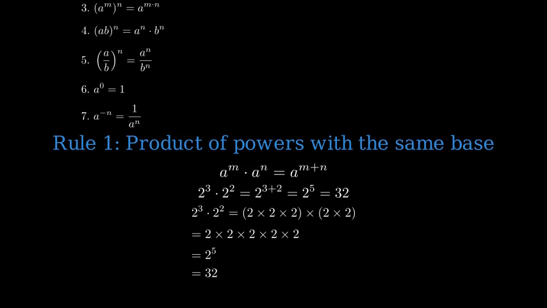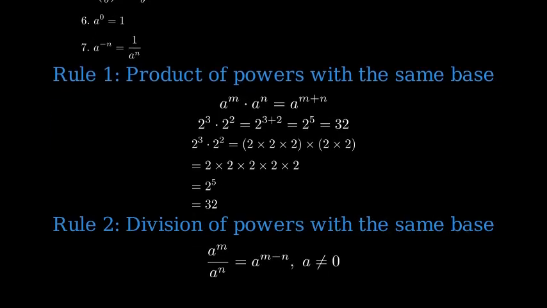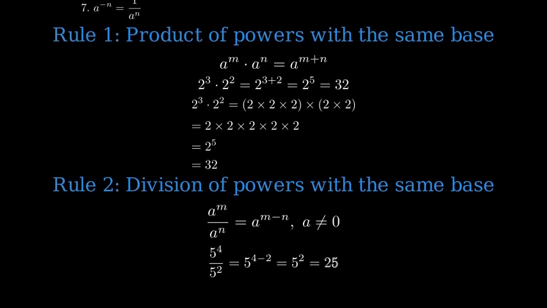The second rule deals with division of powers with the same base. When dividing 2 powers with the same base, we subtract the exponents. For example, 5 to the power of 4 divided by 5 to the power of 2 equals 5 to the power of 2, which is 25.